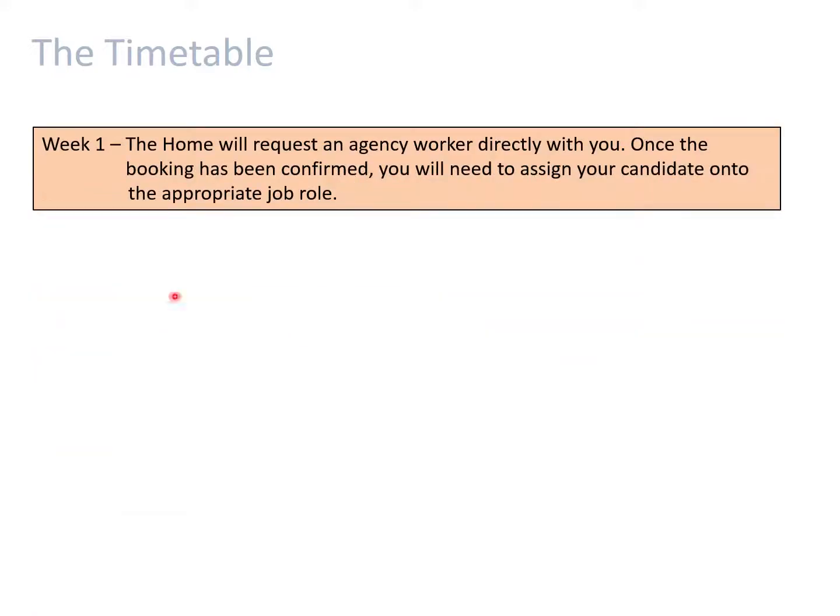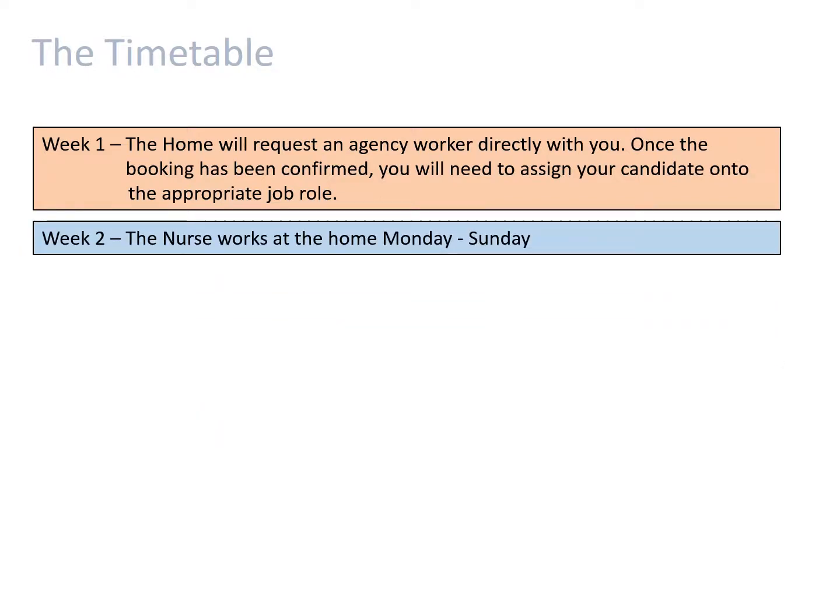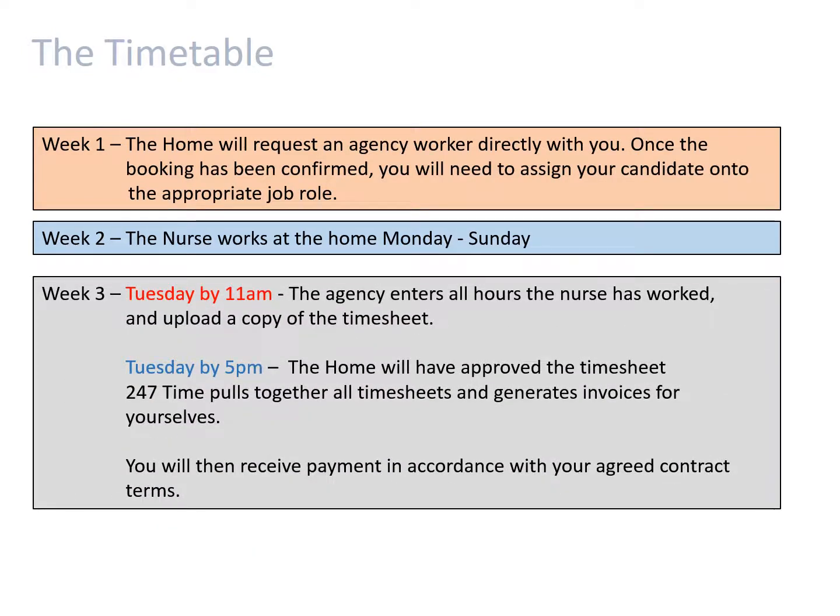Okay. So let's just give you an idea of what the timetable actually is. So you can see the home's requested your worker. When the booking's been confirmed, you go in and assign your candidate onto the appropriate job role, and the nurse, or the candidate, then goes and works at the home, Monday through to Sunday. So that's the actual working week. Week 3 is where the activity takes place, and there are some important timetable things here.